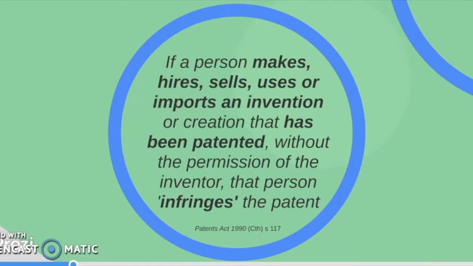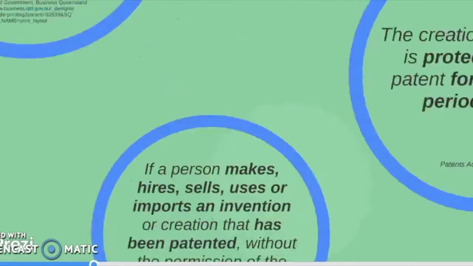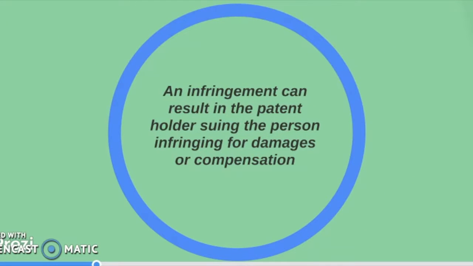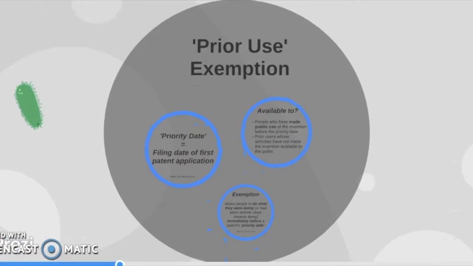If another person makes, hires, sells, uses, imports, or otherwise disposes of an invention or creation that has been patented by an inventor, or asks another person to do so without the permission of the inventor, the person infringes the patent. An infringement of a patent can result in the inventor suing the infringer for damages or compensation.